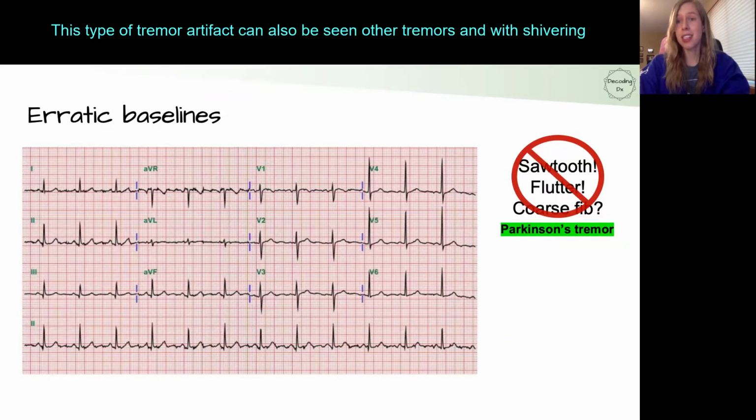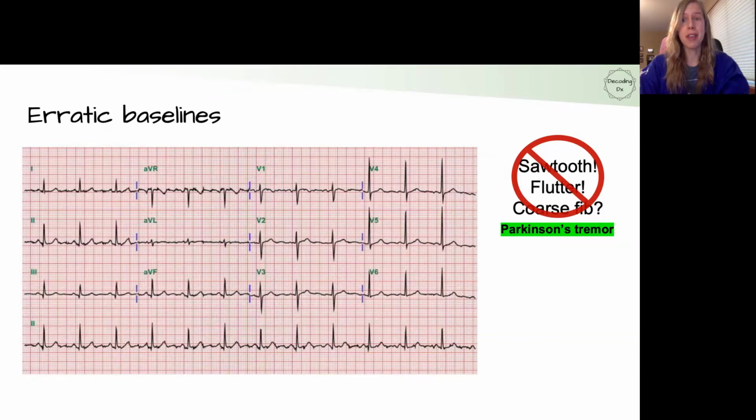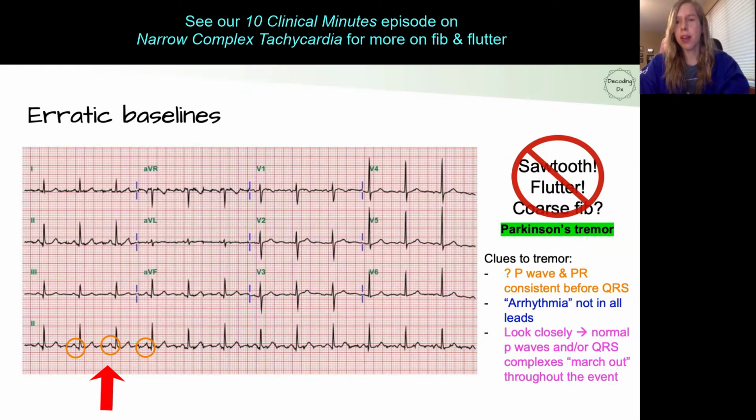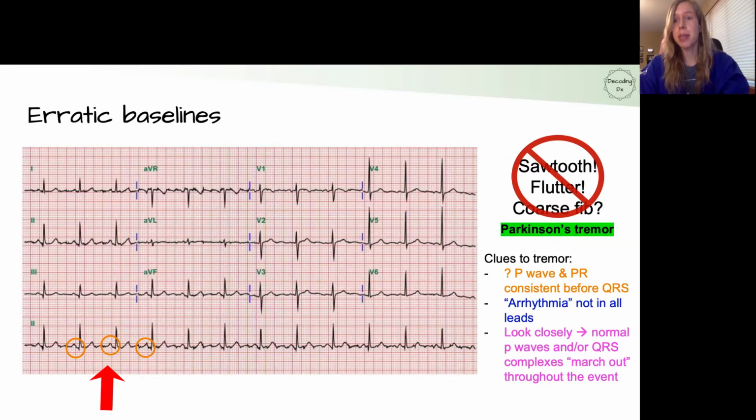How do we tell the difference? Sometimes it's not super easy to tell the difference between a really coarse a-fib versus a tremor or some other interference. There's a couple different clues that you can rely on. First, look at the PR intervals and the RR intervals. See if they are consistent throughout. If they're regular, then it's probably not fib. Sometimes flutter can be regular, but look at that P wave morphology. If before every QRS you have an identical appearing P wave and a consistent PR interval, then that is more likely to be a sinus rhythm.